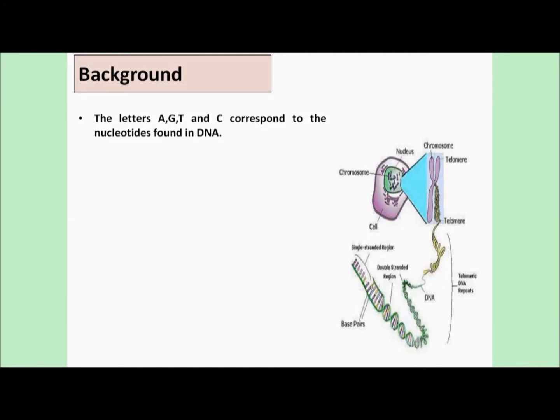Basically you see the letters A, G, T, C, or you can say A, T, G, C. They correspond to the nucleotides in the DNA, where A stands for adenine, G stands for guanine, T for thymine, and C for cytosine. Now these letters are organized in codons. The collection of the codons is known as the genetic code, right?